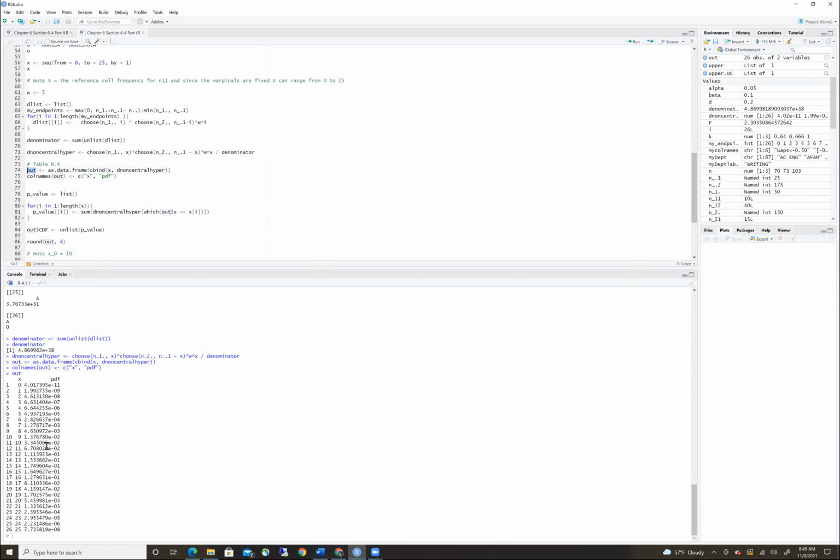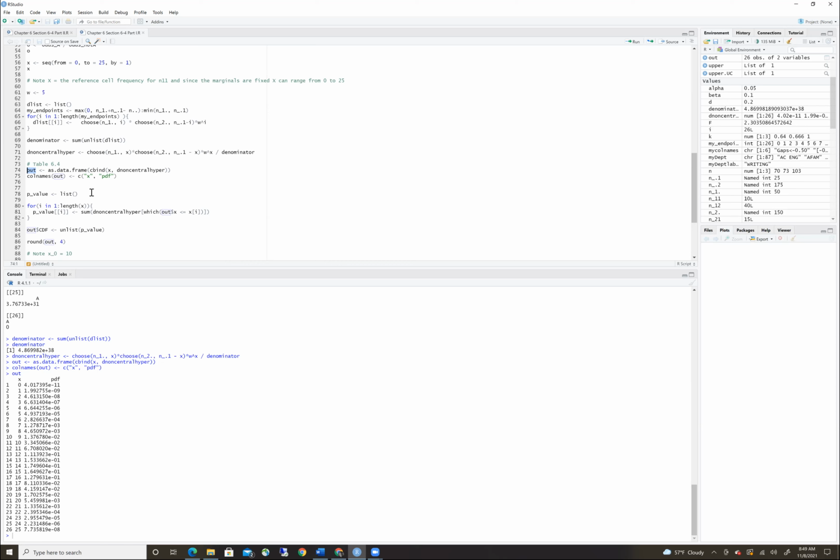I'm going to add those in a moment, but as of right now, those values aren't rounded, but they are the same and equivalent to table 6.4 of the text. All right, I'm going to go one extra step and calculate the CDF, or the probability that X is less than or equal to some number.